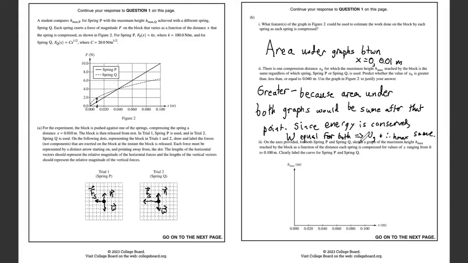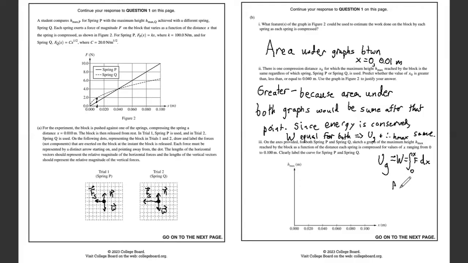Good. All right. On the third part, we're asked to graph the spring force, the maximum height as a function of x for both of them. The way that we would figure this out is we have to figure out how gravitational potential energy depends on the spring force and how it depends on distance. The way to do that is because we know work done is going to equal the integral of F dx from 0 to x, right?